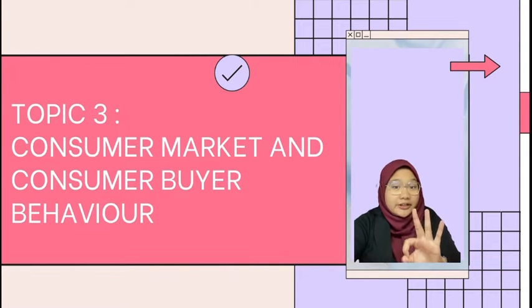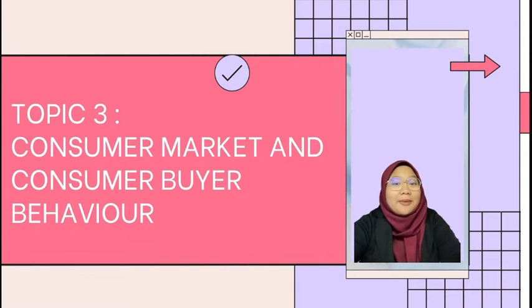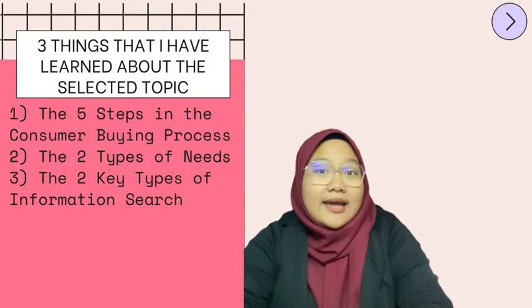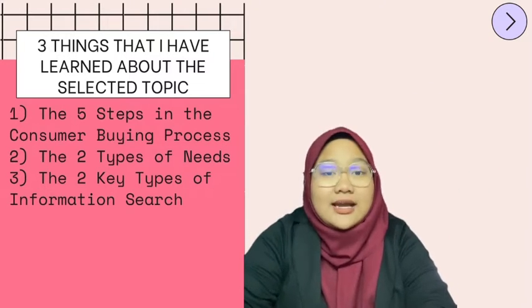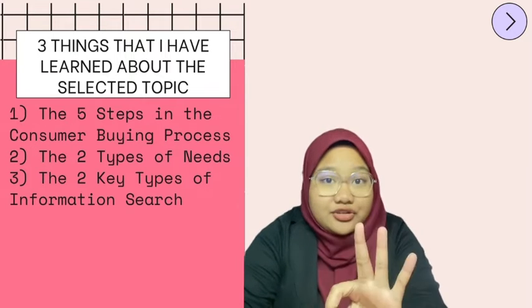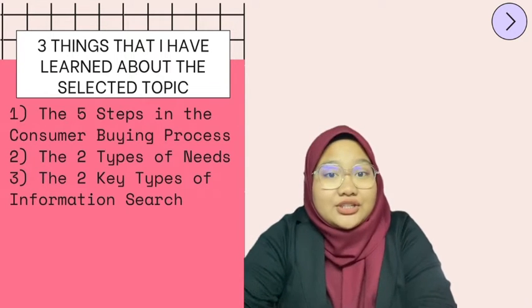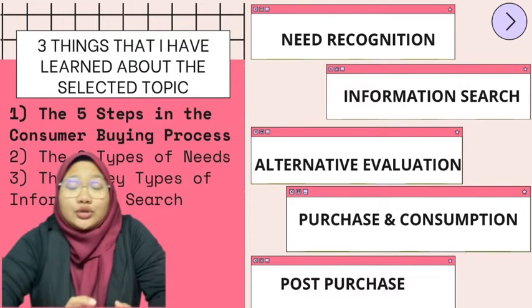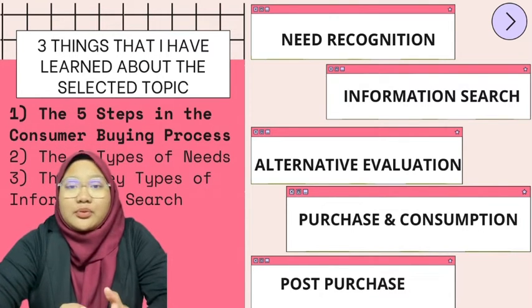We choose topic 3, which is consumer market and consumer buyer behavior. Three things that I have learned about the selected topic are: first, the 5 steps in the consumer buying process; second, the 2 types of needs; and third, the 2 key types of information search. The consumer decision process model represents the steps that consumers go through before, during, and after making purchases.